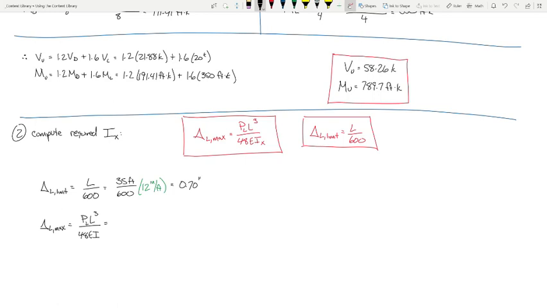So, what we've got is 40 kips times 35 feet cubed over 48 times 29,000 KSI times IX. I don't know what IX is yet because I haven't figured that out. But am I missing something? What goes right here? Or 1728.